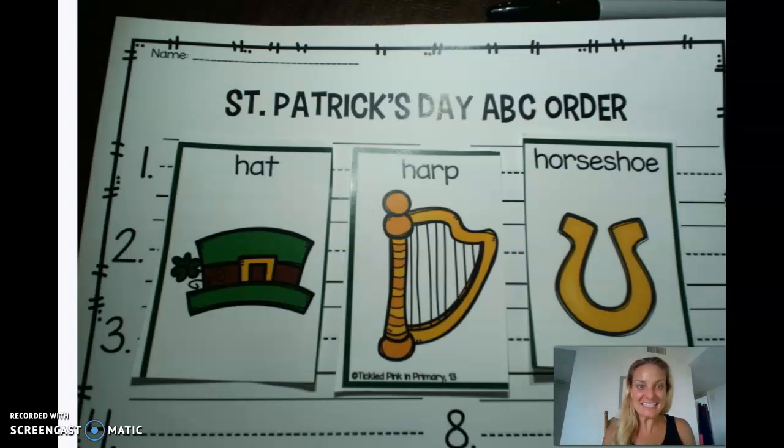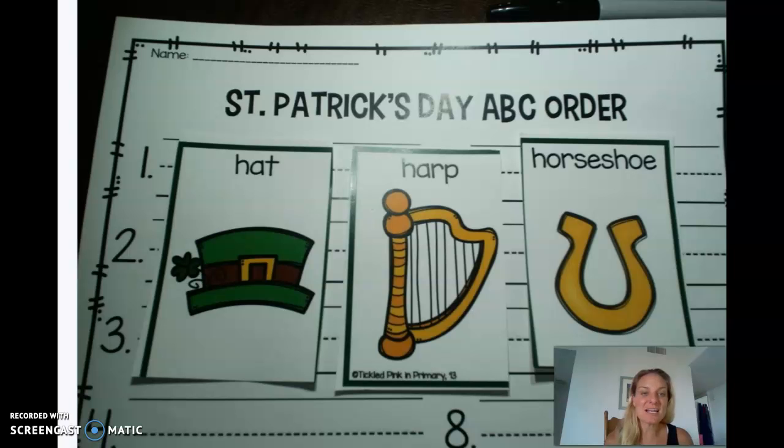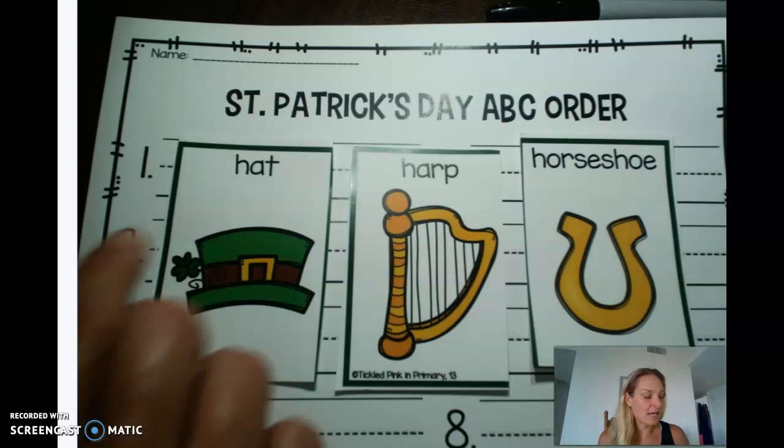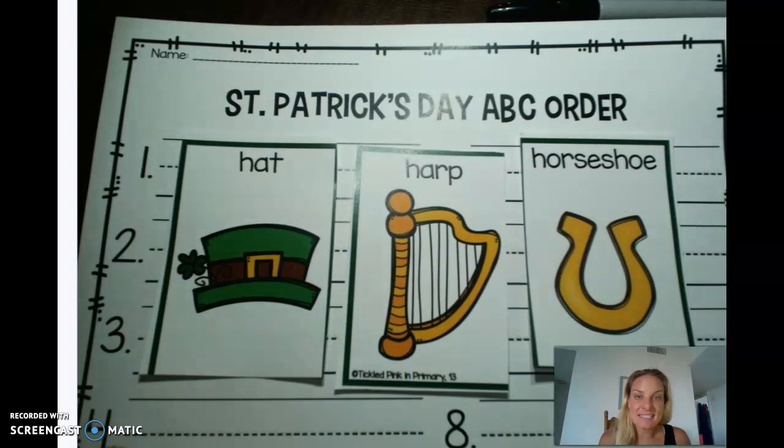Okay, guys, so we got the easy part out of the way, and then our next letter is H, but this got really tricky because I have three H's. How do I know which one comes first? So I'm going to look at the second letter. So I have H, H, H. Now I'm going to look at the second letter.